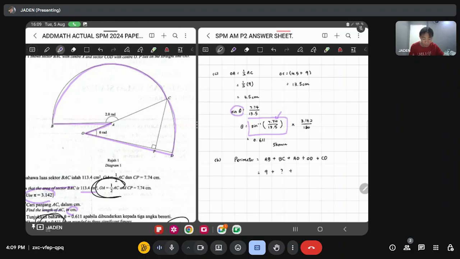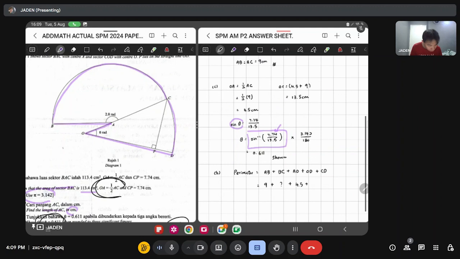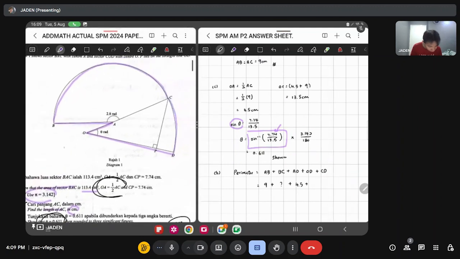Plus A to O. Do we have A to O? Yes, we do. 4.5. All right, and then O to D. Do we have O to D? O to D is actually 13.5, but do we actually have O to D 13.5? Let's see. We have OC, OD. Okay, yeah. Why is it OD 13.5? Is because this is actually the same as O to C.